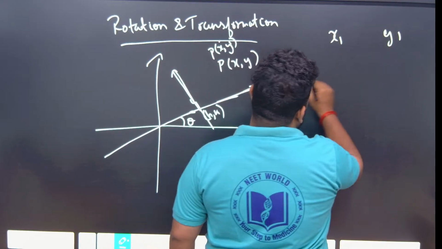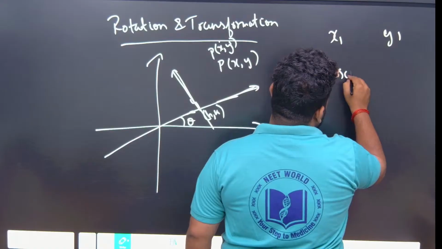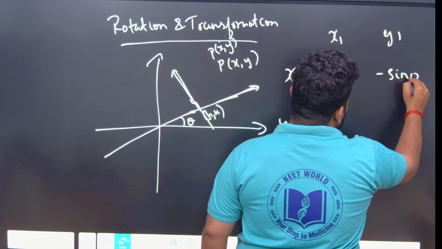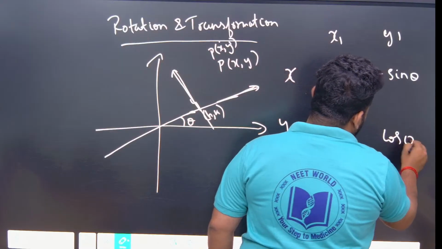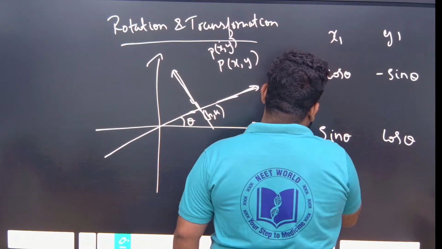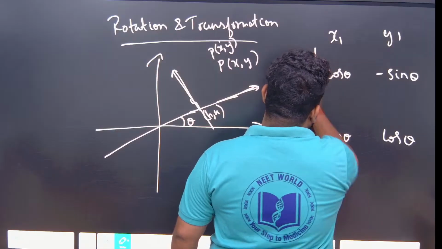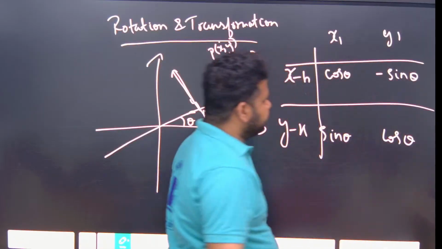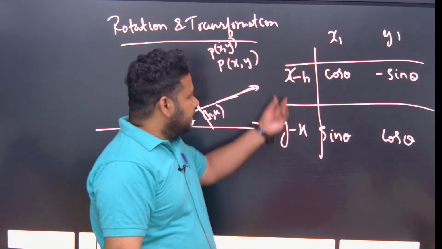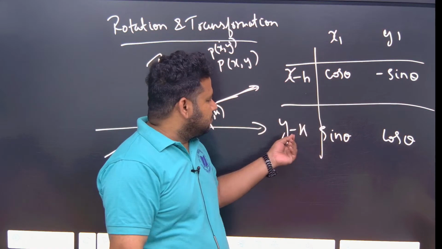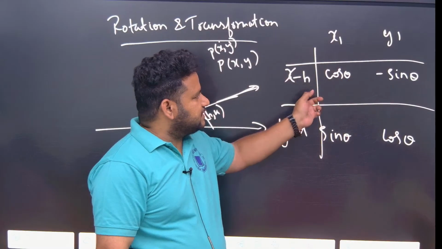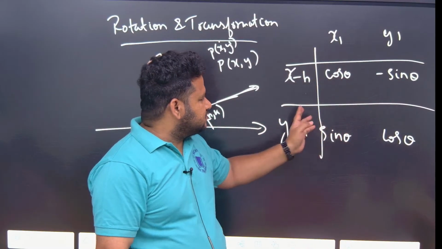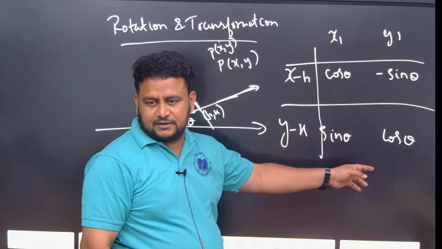What we are having here? Cos theta minus sin theta, sin theta cos theta. So here you just have to do x minus h, y minus k. That's all is the change that you will be having. So if they ask x1, what do you do? x minus h into cos theta plus y minus k into sin theta. If they ask y1, x minus h into minus sin theta plus y minus k into cos theta.